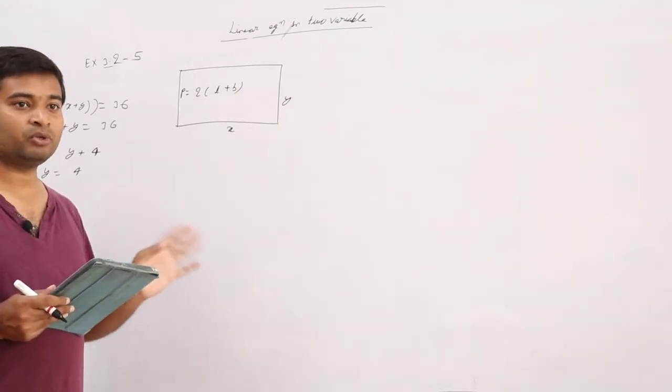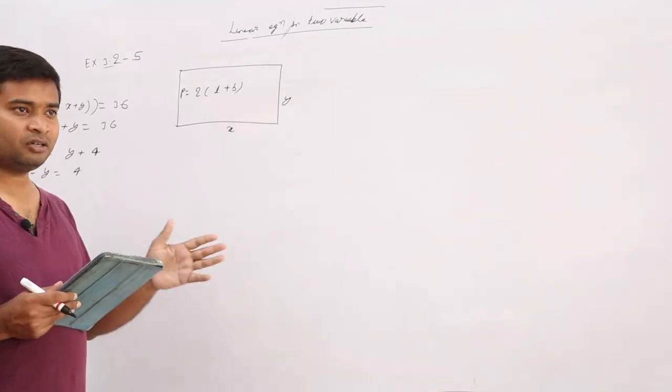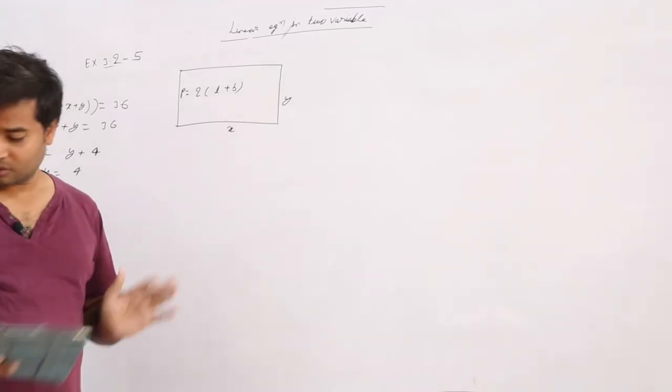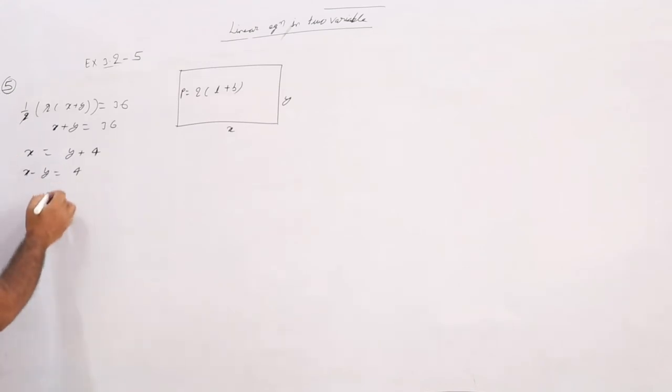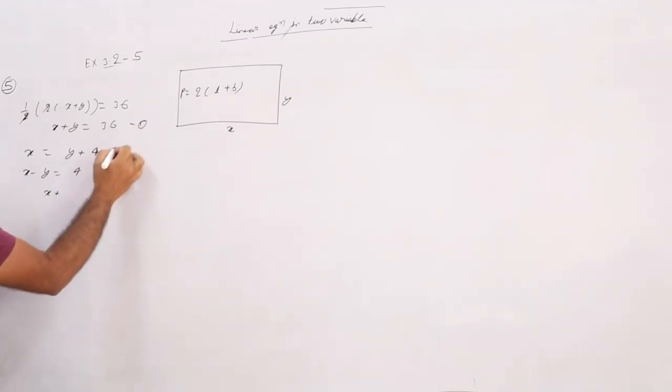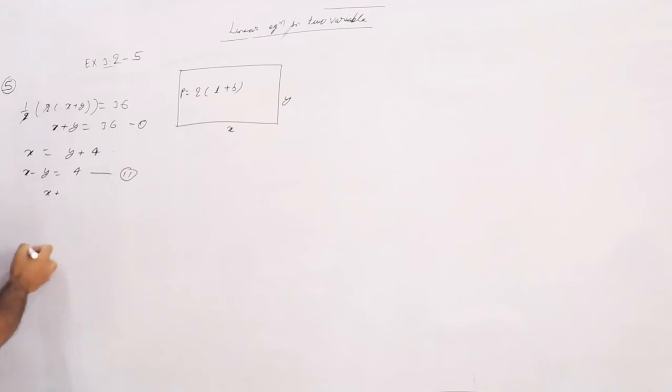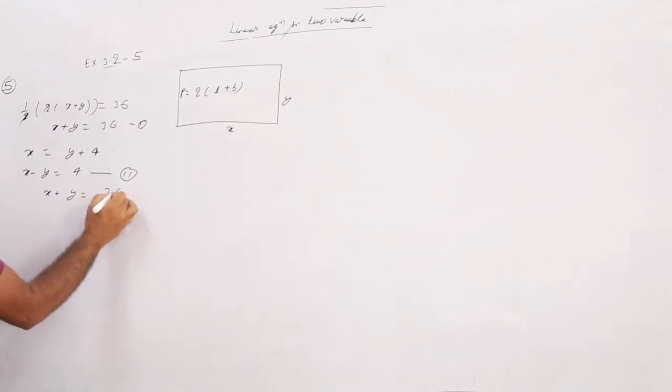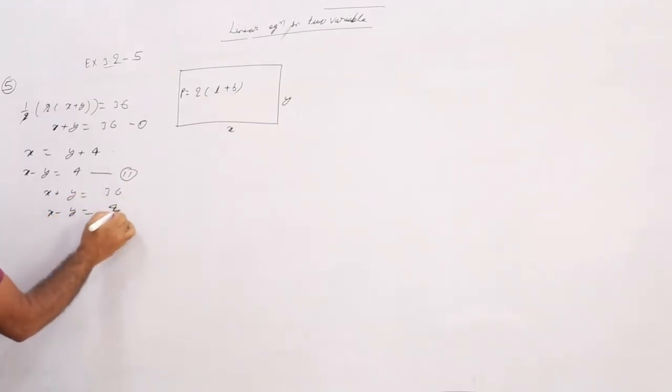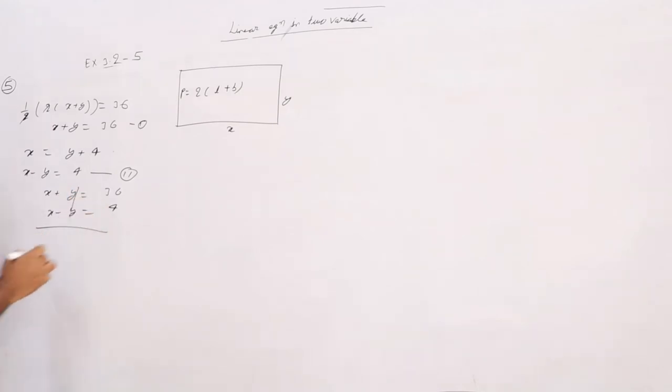But if it says you have to, do it. If it says to do it graphically, don't do it by the normal method. Getting or not? So solve it. So what do we get? Assume this is equation 1, this is equation 2. X plus y is equal to 36. X minus y is equal to 4. Cancel, so 2x is equal to 40. X is equal to 20. If x is equal to 20, y is equal to how much? You should get y is equal to 24, right?